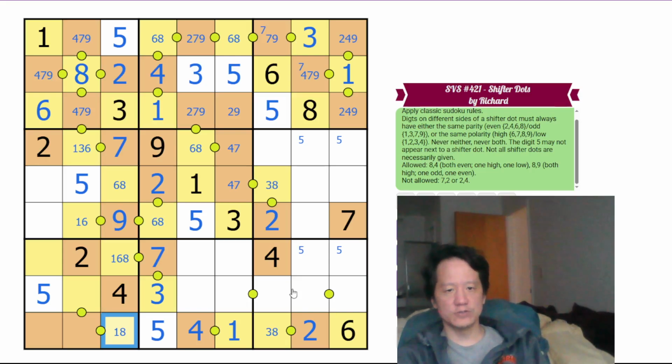This can't be 1, so it must be 8, which makes that a 3. This has to be a 7, 9 pair here. That leaves this as 1, 3, or 6, but it can't be 3, so it must be 1 or 6.